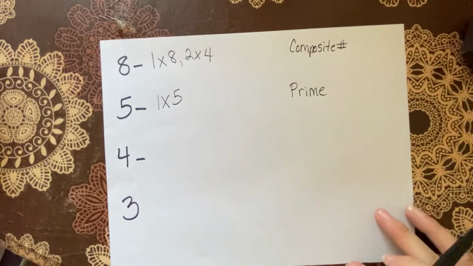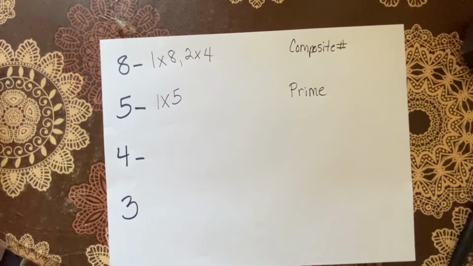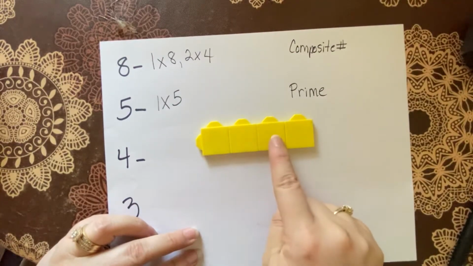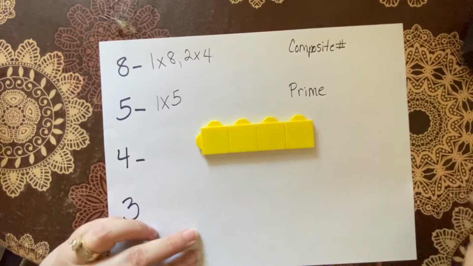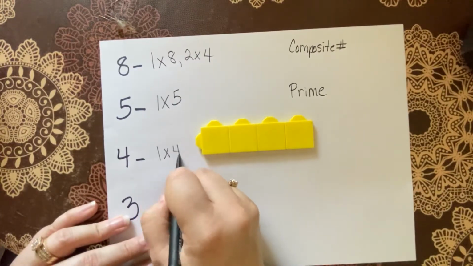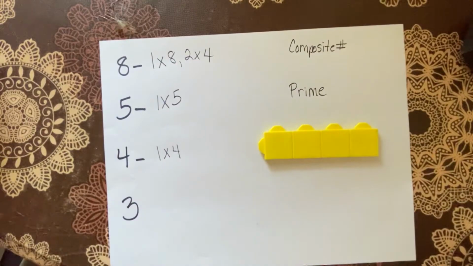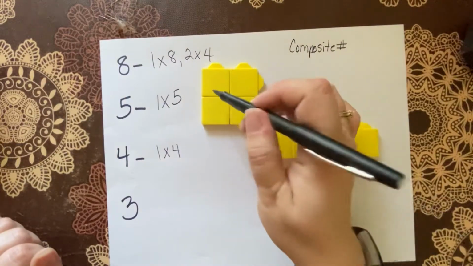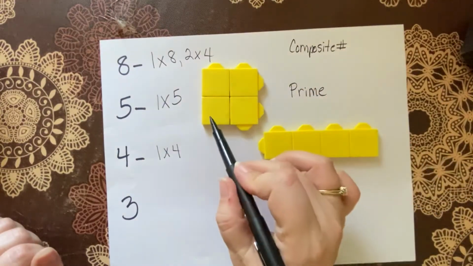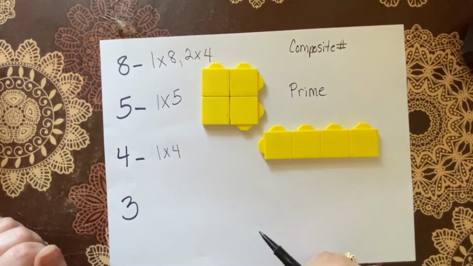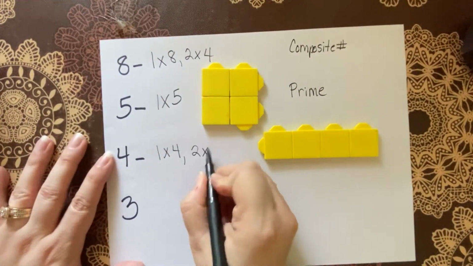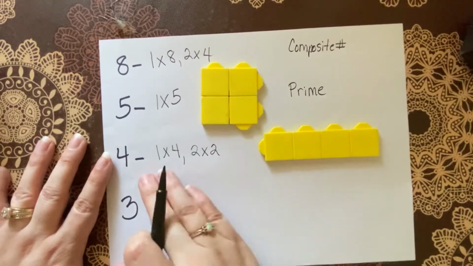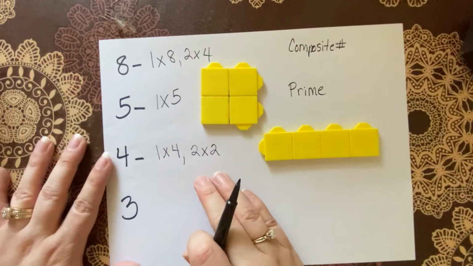So now looking at the number 4. Well, I was able to make a train. 1, 2, 3, 4 by 1. So that's 1 times 4. I was also able to make a square. 1, 2, 3, 4. This is a 2 by 2, 2 times 2. So since there are 2 arrays, 2 factor pairs, 4 has to be composite.